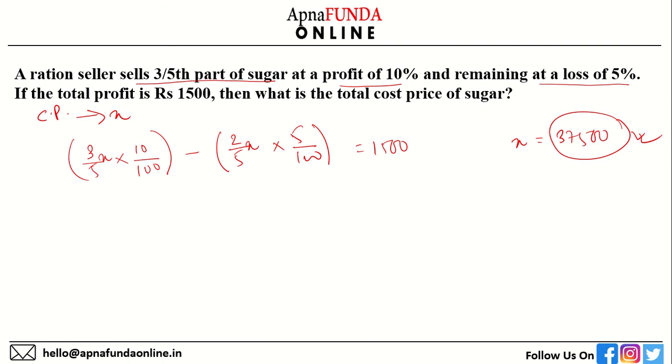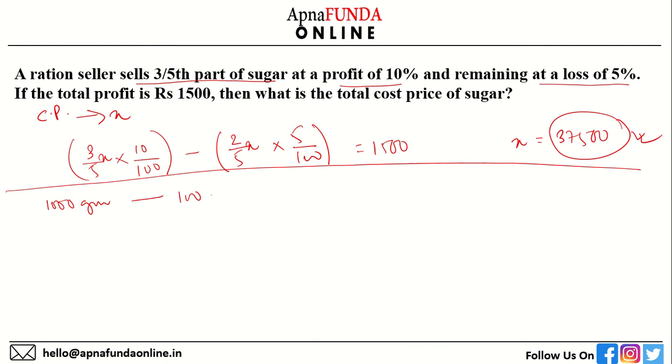Now let me tell you how you should solve it. Let's say 1000 grams comes for 100 rupees. Okay. This is the cost price. First part is 3/5. 3/5 means 600 grams. 600 grams cost price becomes 60. But when you sell at a profit of 10%, 600 grams becomes 66.